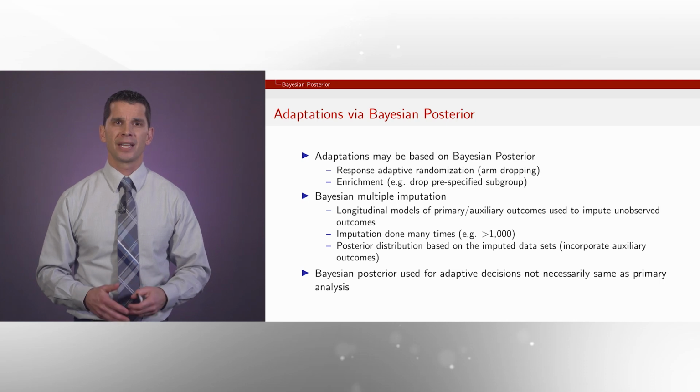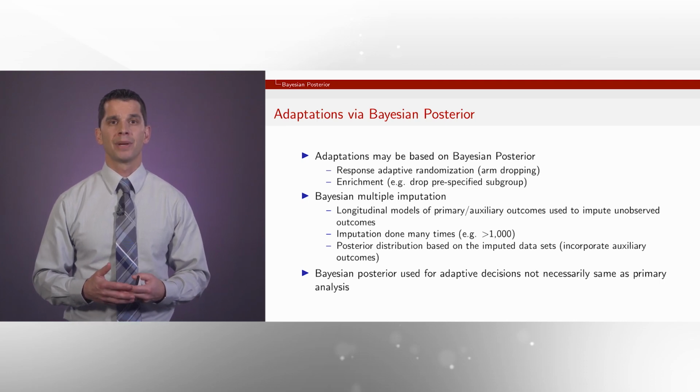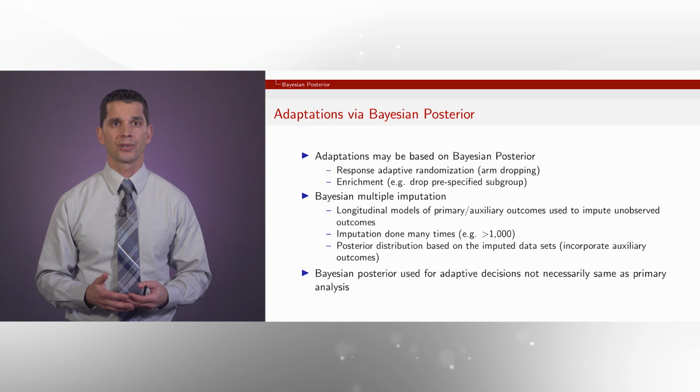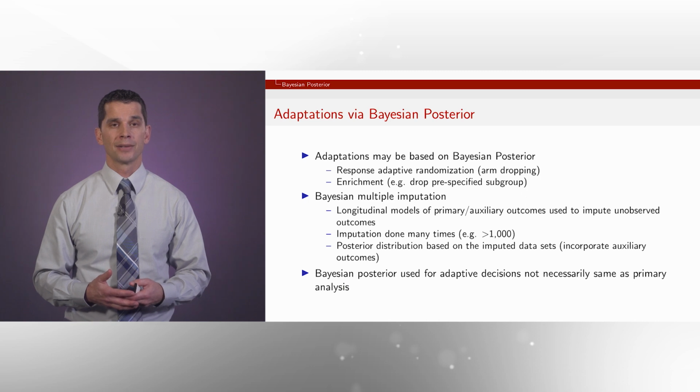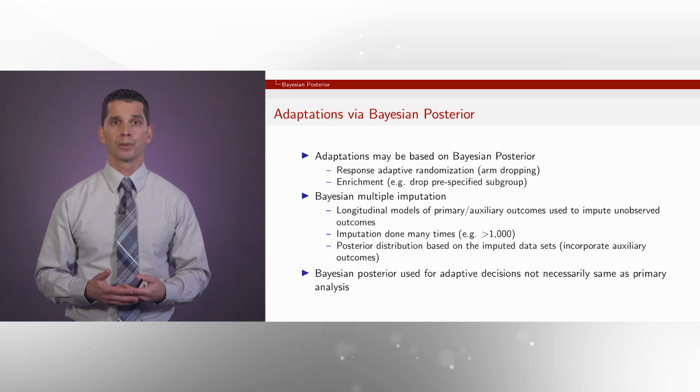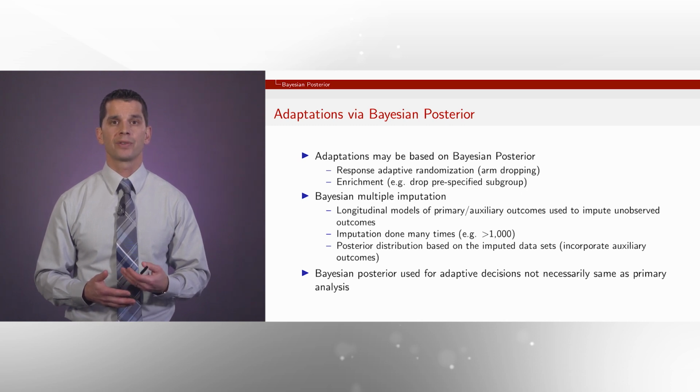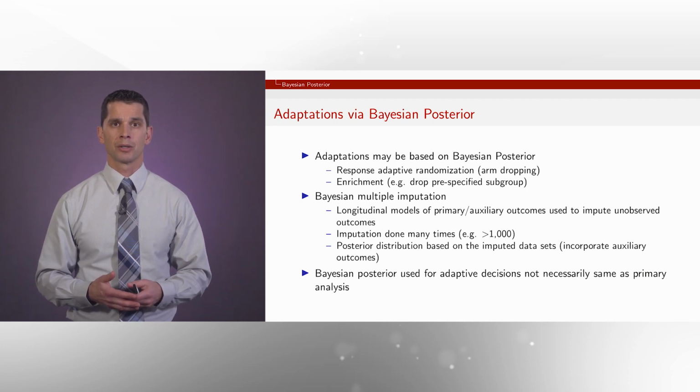In addition to having adaptations based on Bayesian predictive probability distributions, there are some adaptations that might be more focused on Bayesian posterior distributions. Some examples would include Bayesian response adaptive randomization, which includes arm dropping, or enrichment, in which we have pre-specified subgroups and we modify the inclusion-exclusion criterion based on the observed data and the responding subgroups.